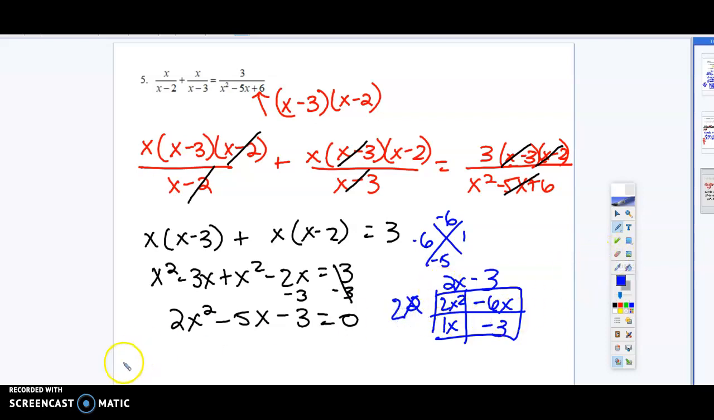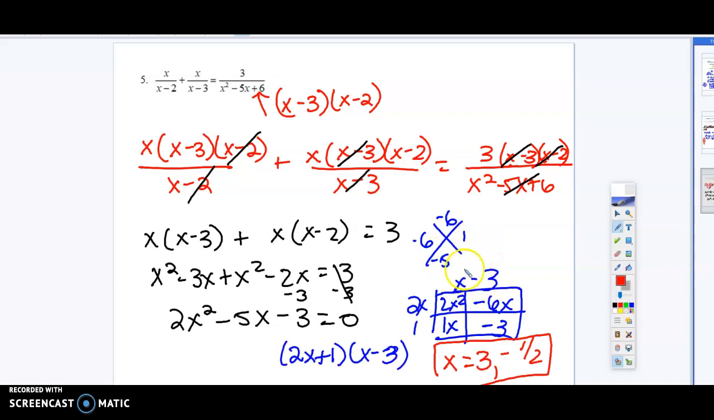All right, so here's what we're going to do. I'm going to pause. You factor this and you get 2x plus 1 and x minus 3. You set both of them equal to 0 and then you solve.